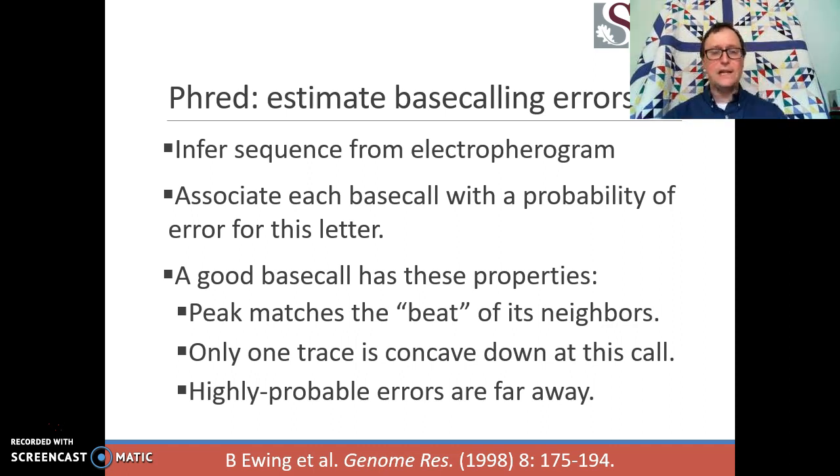And finally, we have this highly probable errors are far away aspect, which is to say that if you have a base call that's pretty dubious, well, the base calls on either side of it are going to have their scores marked down as well. If you're 5 nucleotides or 10 nucleotides away, then you might have a score that's essentially unaffected by this bad peak call. That might seem kind of prejudicial or unfair.